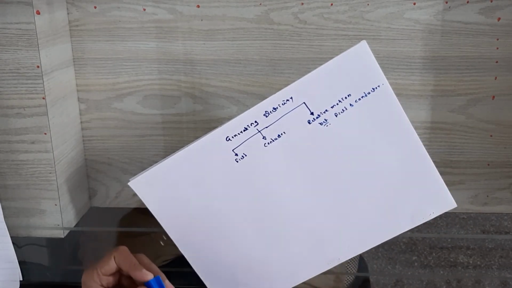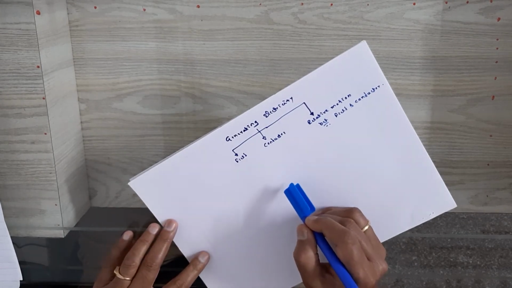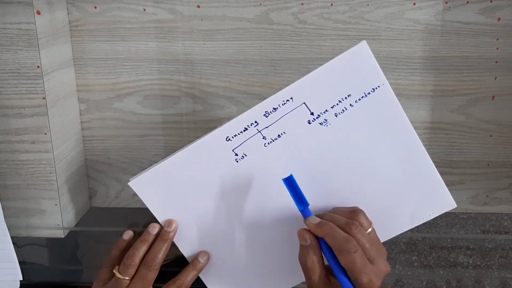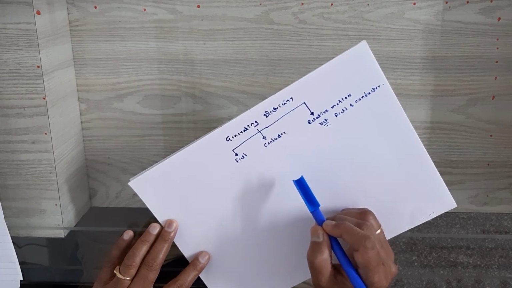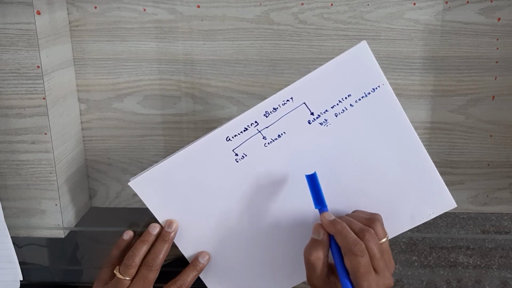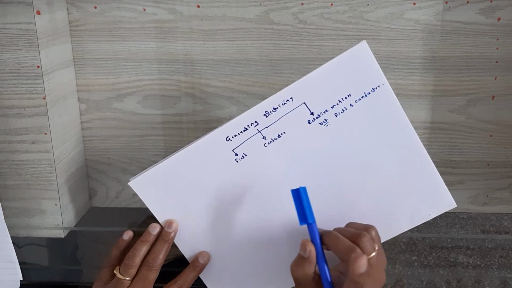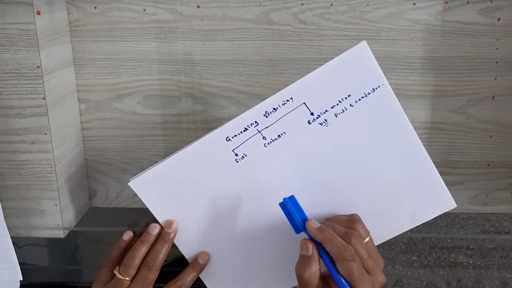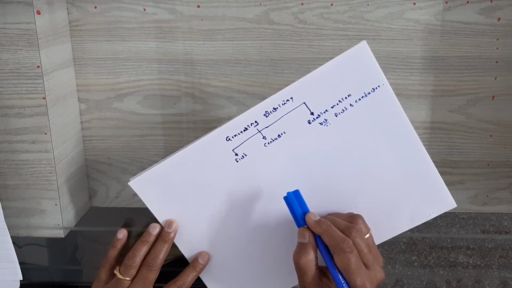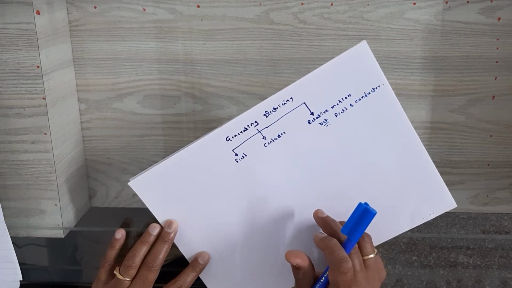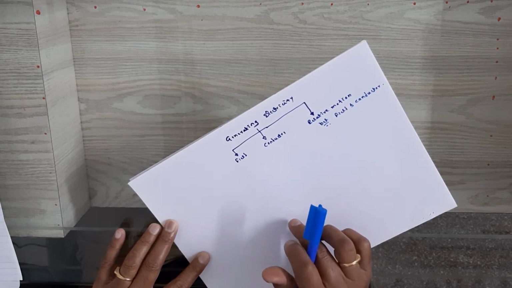According to Faraday's laws of electromagnetic induction, when the conductor cuts the magnetic field, there is an induced voltage in the conductor. Or if the flux linking with the conductor is changing, then there is an induced voltage. There are two types of induced voltage. One is called statically induced voltage, wherein the conductors are stationary and the field is rotating. If the field linking with the conductor changes, there is an induced voltage, that is statically induced voltage.